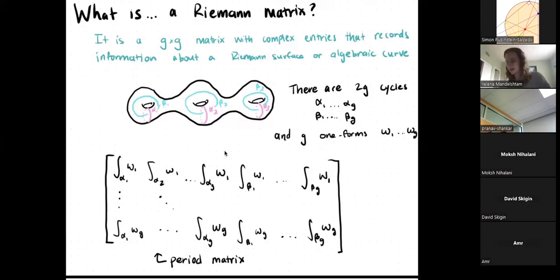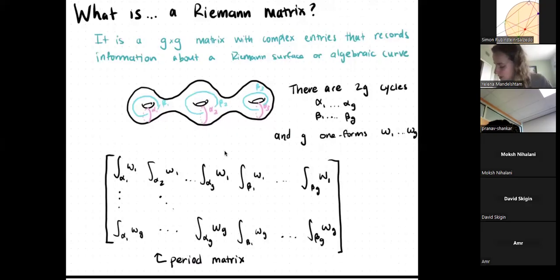I'll try to describe that important information here, but one piece that automatically gets recorded is the genus. It's very easy to see from the Riemann matrix: if your Riemann matrix is 2 by 2, you know the genus is 2. But it has even more information than that. The matrix has complex entries, and it records something called the periods of your Riemann surface. I'll define it in terms of Riemann surfaces, but you can also get it from the algebraic curve, and there's a definition for it.